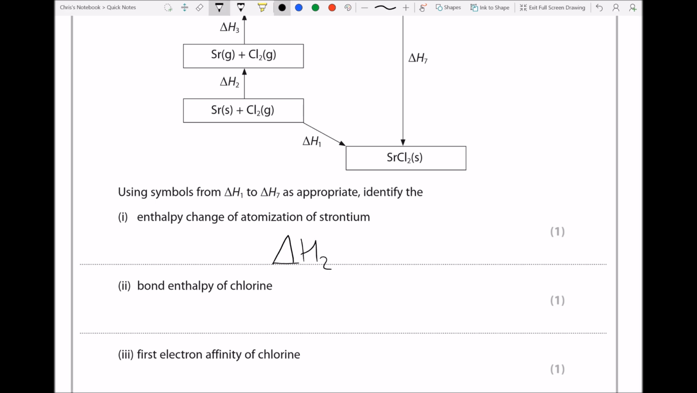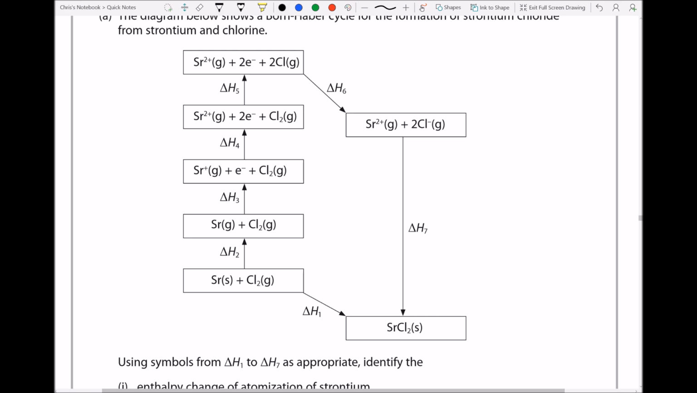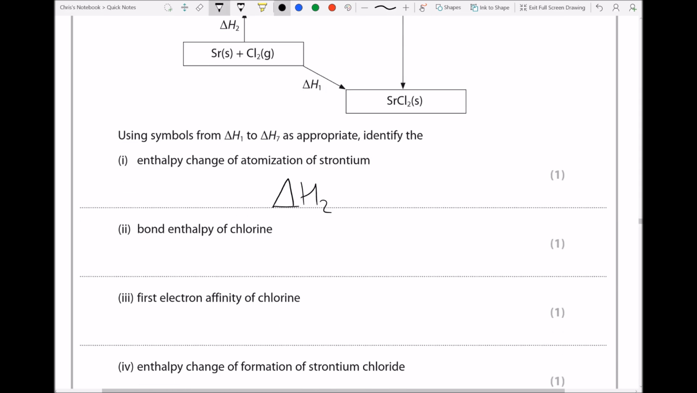Delta H2. The bond enthalpy of chlorine. Right, bond enthalpy is breaking a chlorine. We're going to look for where we have broken that. So you can see here, there's Cl2 gas, and that's gone to 2 Cl atoms. So we've clearly broken a bond there. So that's delta H5. So we're going to put that there.